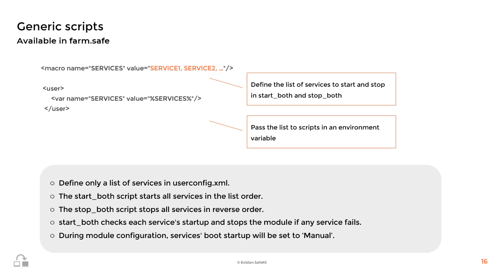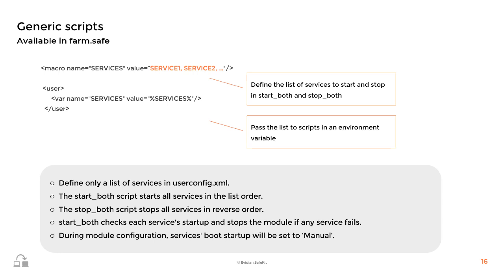Generic scripts are included in the farm.safe module, as well as other modules, to eliminate the need for custom script creation. This approach significantly simplifies the integration of new applications, making the process more efficient and user-friendly. You only need to define a list of services in the macro named services in userconfig.xml. This list is then passed as an environment variable to the startboth and stopboth scripts.